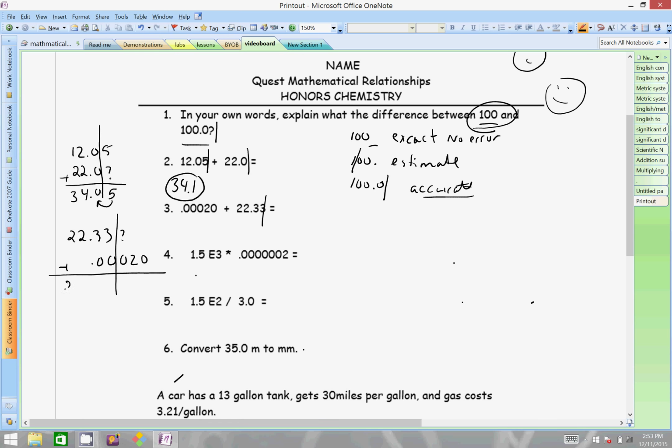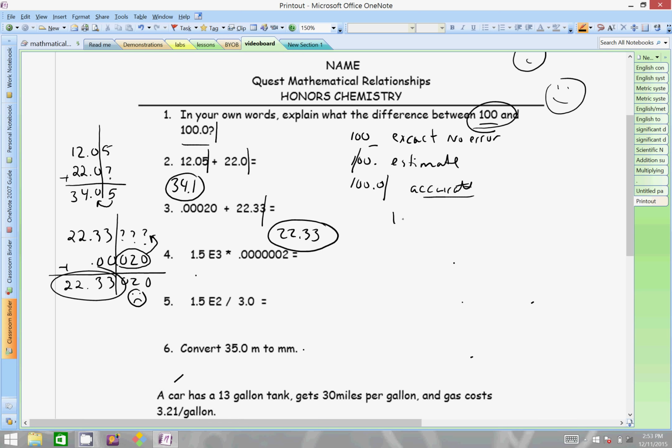Add them together, we get 22.33 and then 020. We're adding these values to something, literally something. We don't know what it is. So that's why they're considered non-significant, because we don't know the exact values of these numbers. And our answer is just 22.33.